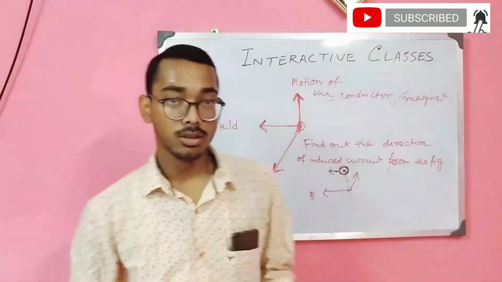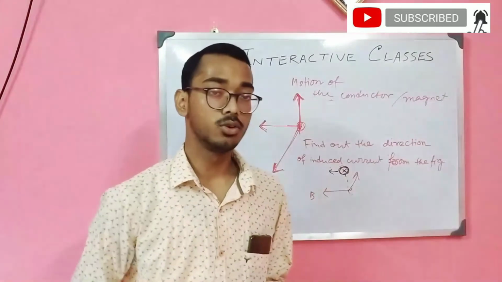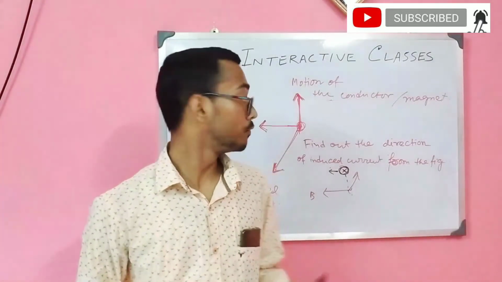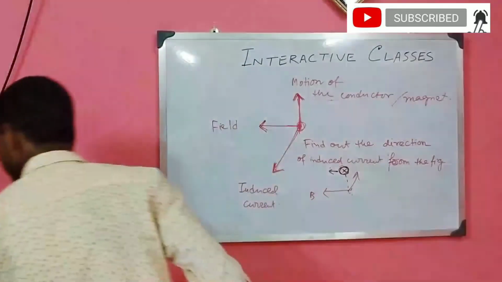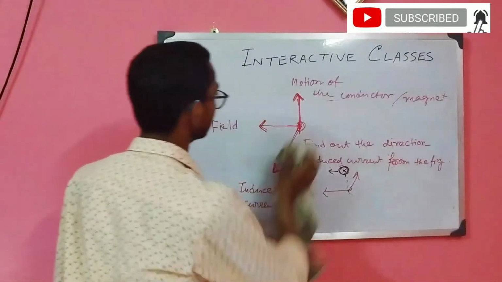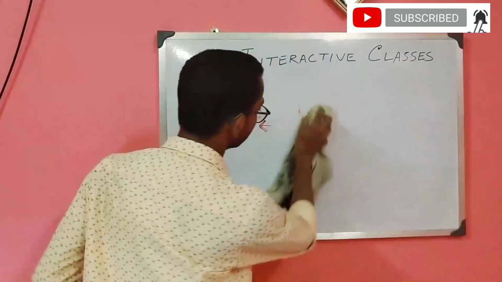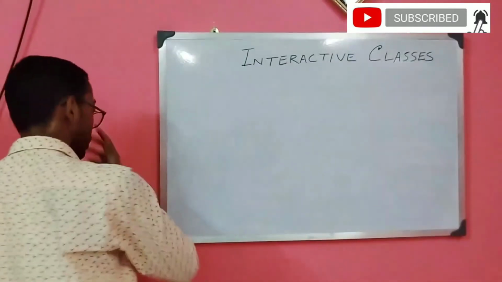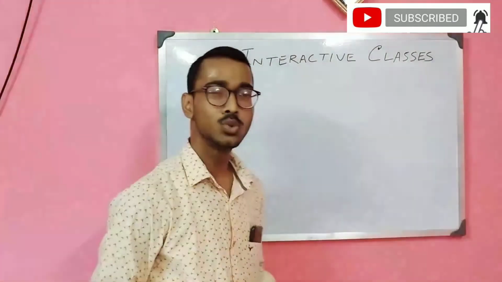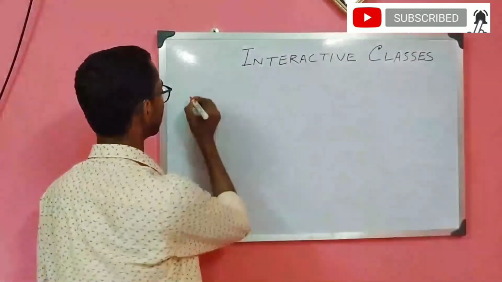So today we have learned how this works, Fleming's right hand rule and electromagnetic induction. I'll provide the definition of electromagnetic induction now. This will be helpful for your exams. The definition mainly comes for a mark of 2 or 3 in your exams. So what is electromagnetic induction?